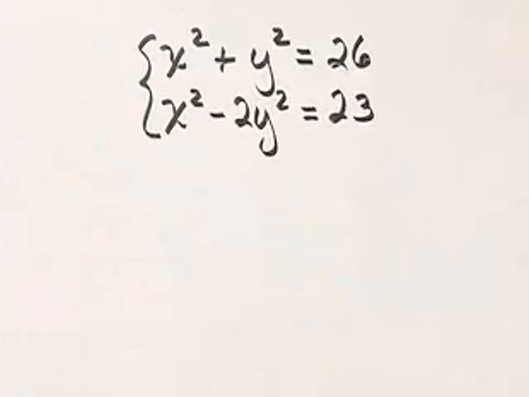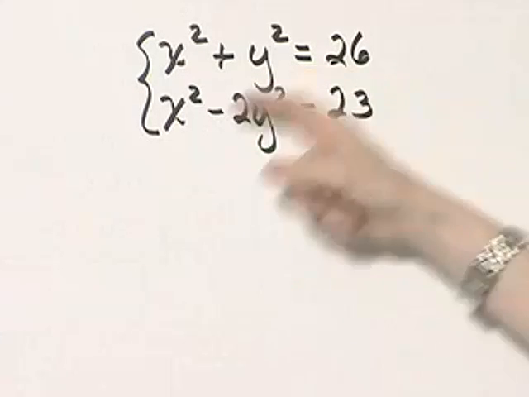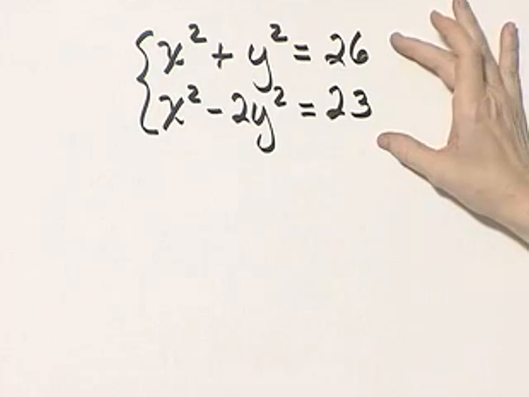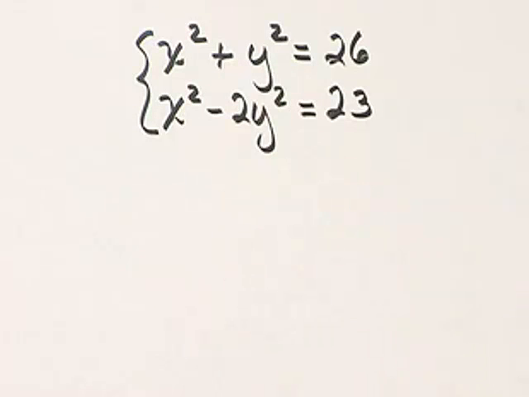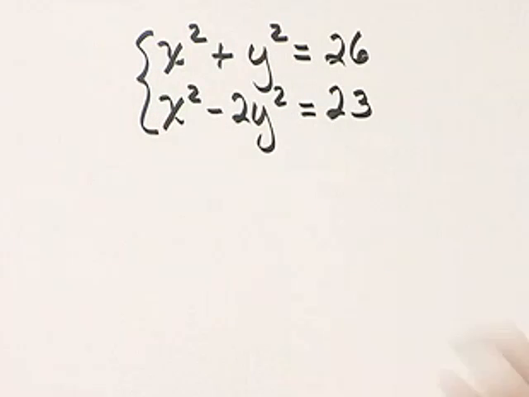By the way, if you want to think about the graphs of these, this happens to be a circle and this is a hyperbola, so you can imagine the number of points of intersection you can have when solving simultaneously. But let's solve this using the addition or elimination method since the x squareds are lined up and the y squareds are lined up. So I want the coefficients of the x squared or the coefficients of the y squared to be opposites of each other.